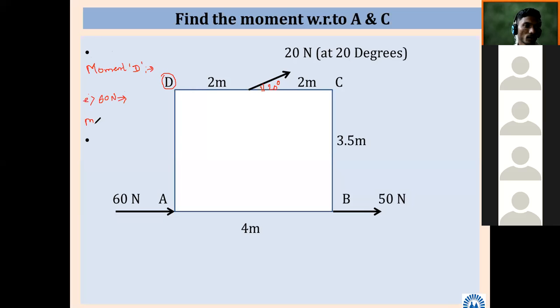So what will be the moment? Moment is magnitude into perpendicular distance. What is the magnitude? 60 Newton into perpendicular distance 3.5. So total value, calculate fast now. 200, 10, 210 kilonewton meter.